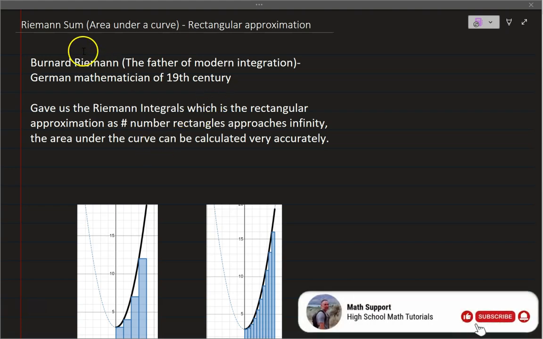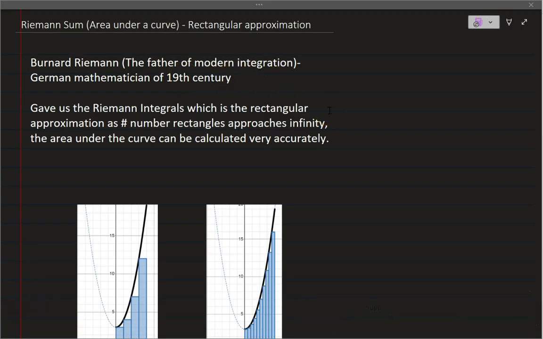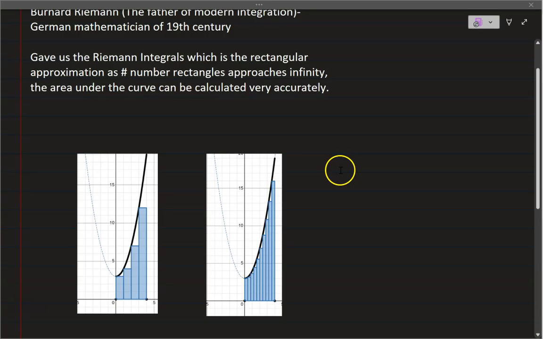So Riemann sum: Bernhard Riemann is considered to be the father of modern integration and is a German mathematician. Not only that, he's a huge influence in geometry, where Einstein actually used the idea of curvature geometry to talk about his relativity.